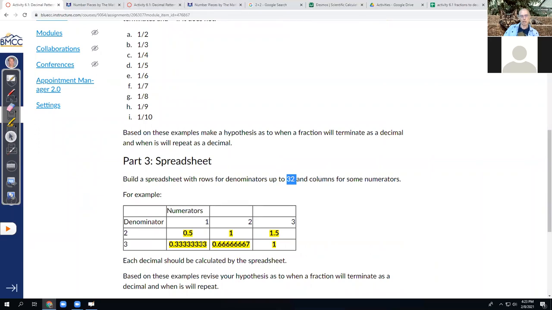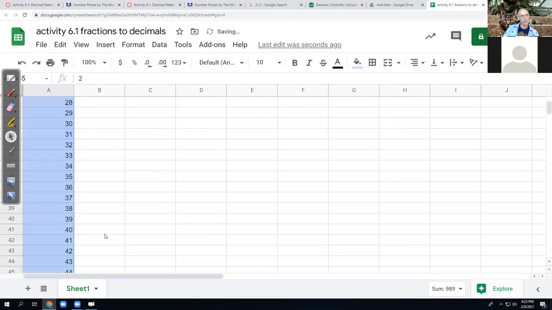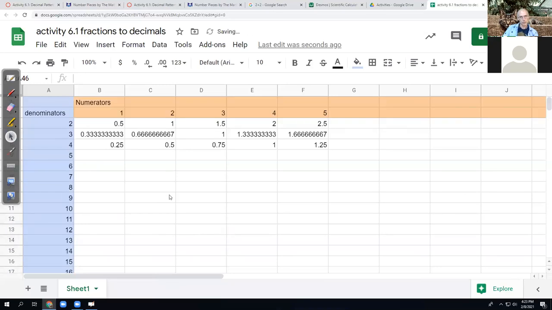So that means in my spreadsheet, over here, my denominator so far I only have up to 9. I want to continue that pattern to 32. The numerators, I don't really care how far the numerators go out. They could stop, I don't know, 5, 6. Maybe I'll stop at the numerators at 10. So the numerators don't need to go out to 32, but I want to see some different numerators up here.